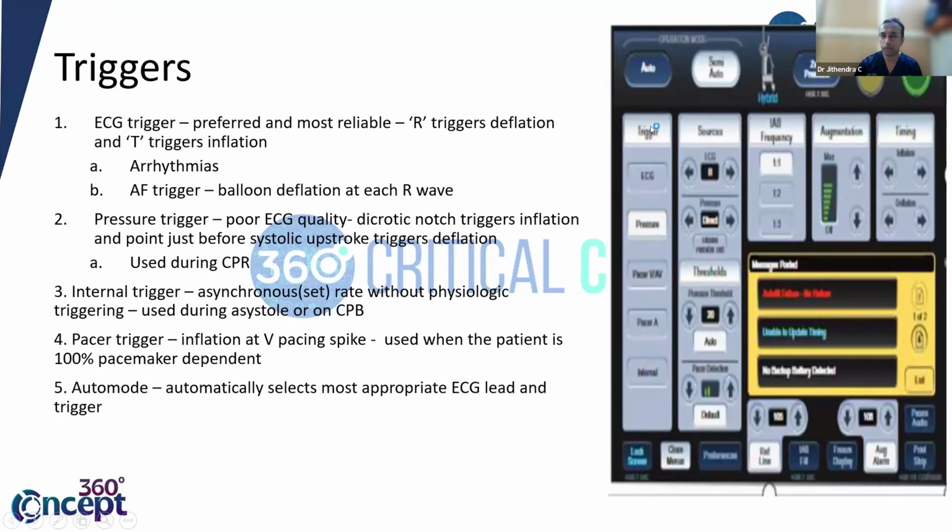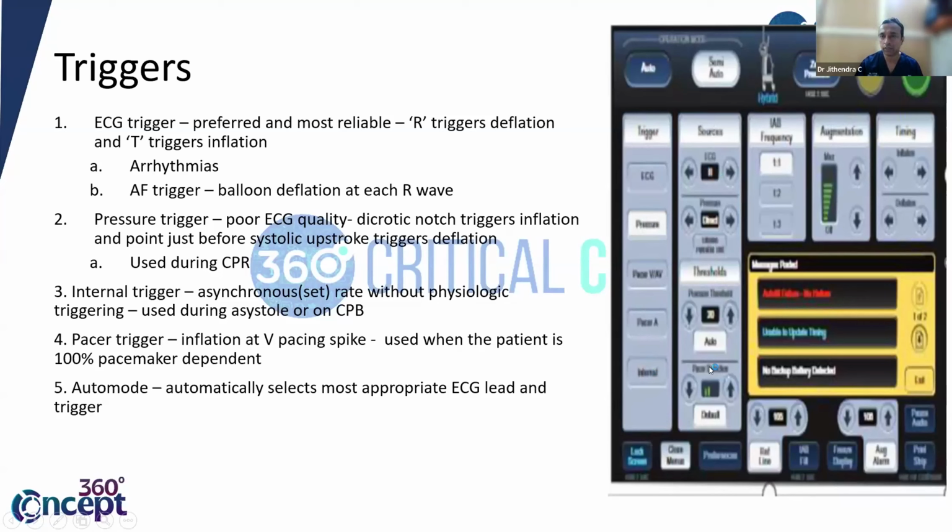Apart from that, the most important thing you should know is your trigger. What are the triggers? I told you what a trigger is. A trigger is what will start the inflation in the IABP balloon. The common ones are your ECG, then pressure, pacemaker, atrial pacemaker, and something called internal mode, which is like a default mode. I'll tell you when to use these and what the advantages of each are. Based on the source, you can set, say, the ECG, and select which lead to use. For pressure, you can time your pressure.